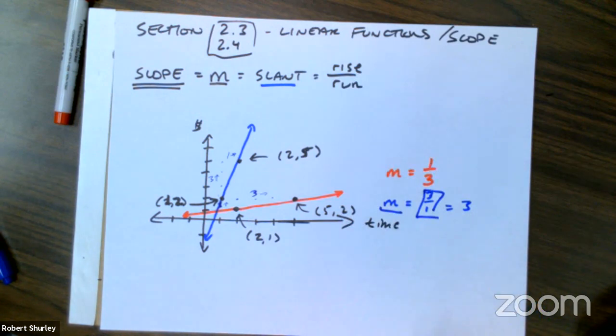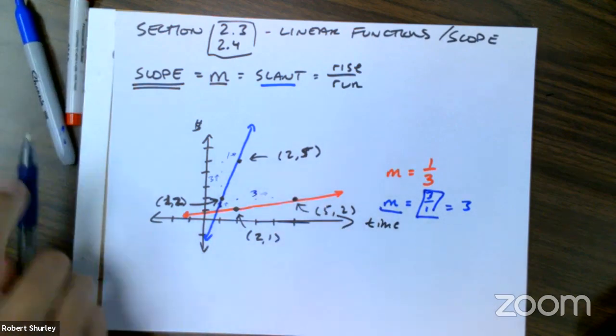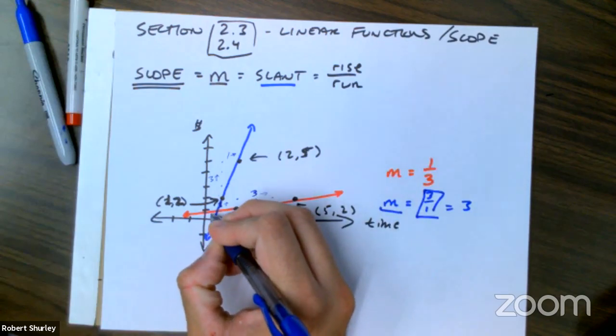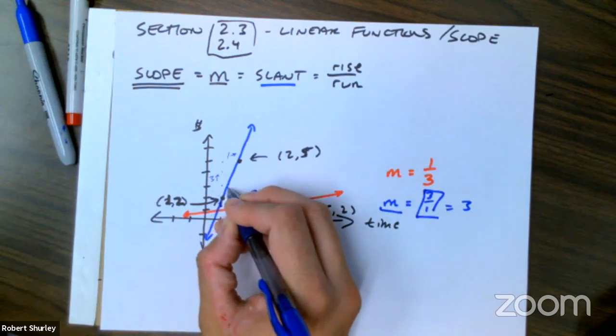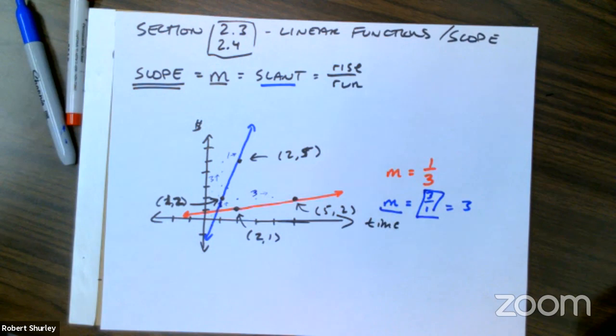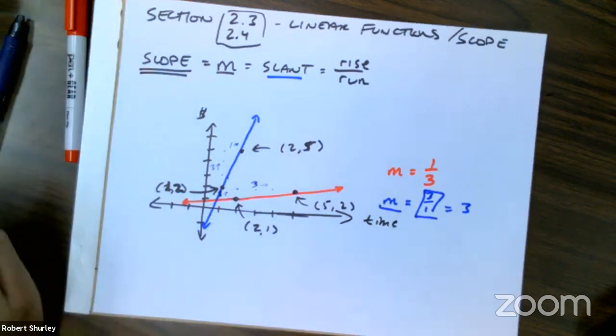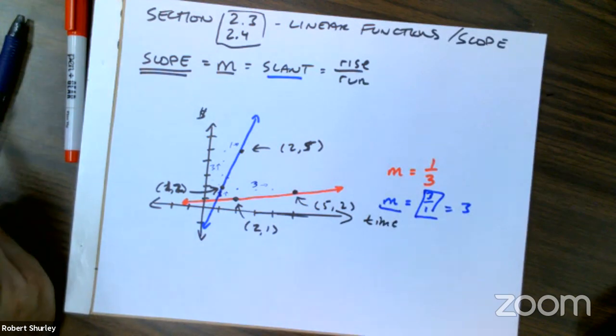Questions so far? This should be a review, but now think about this. What this means is if I chose any point on this blue line, say I chose here, and I go up 3, 1, 2, 3, over 1, I'm going to wind up on the line. It's giving us the trend of this line. That's another way to think of it, okay? It's giving us the trend of the line, what's happening.